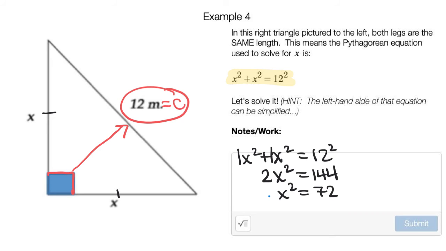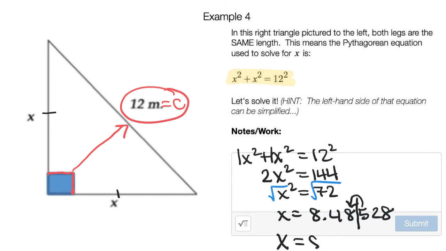Okay, I'm going to square root. And I get x equals, if I square root 72, I get 8.4858 and so on. So if this asked me to round to the nearest hundredth, 5 and above, give it a shove. So this would be about 8.49 as a rounded answer.